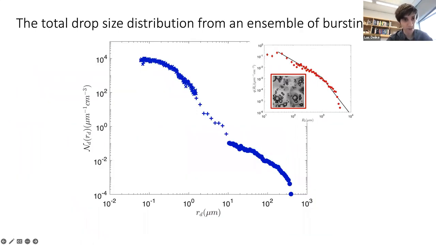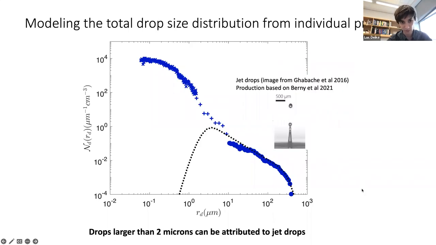So now I can come back to my experimental data, where I have my droplet distribution as a function of droplet size going from 100 nanometers to a few hundred micron. And I can plug in my theoretical relationship based on the individual processes. So if I look at jet drops, I get these dotted lines here. And so what I'm getting is that jet drops can mostly describe drops from 2 micron onwards. And you get a shape that's quite good. So that's nice.